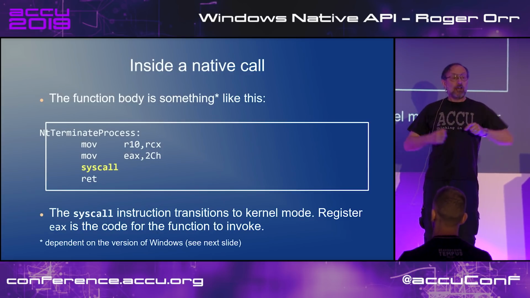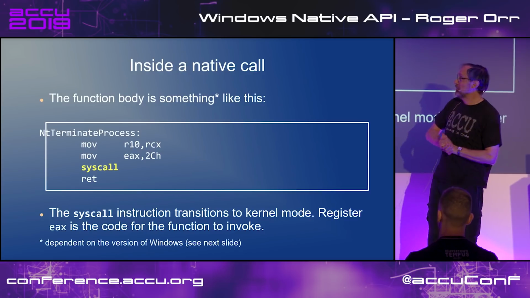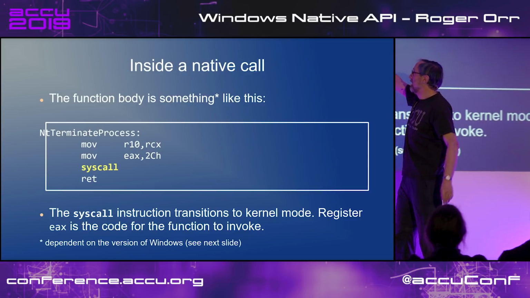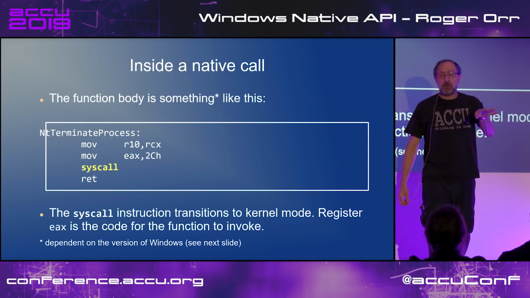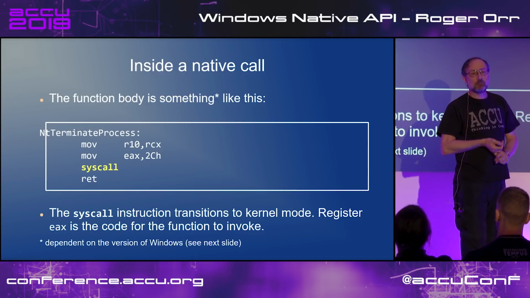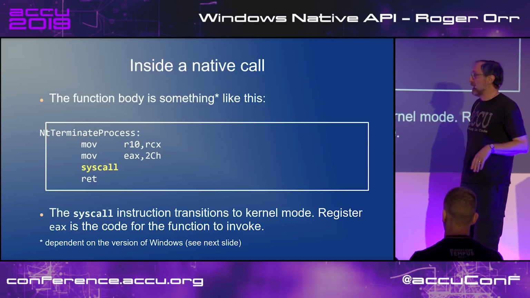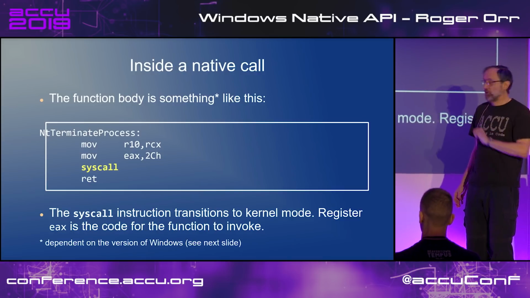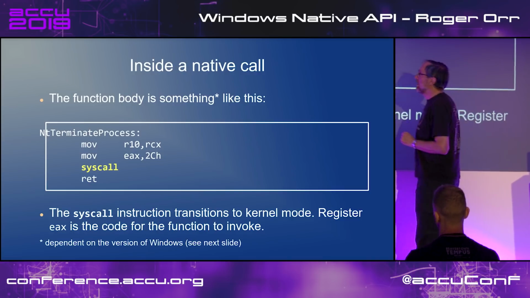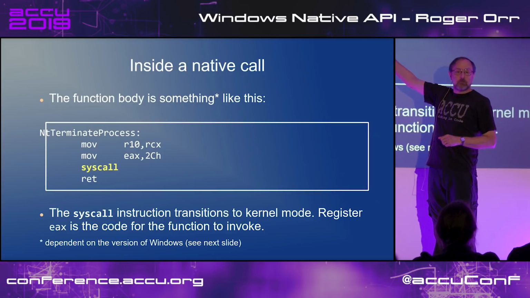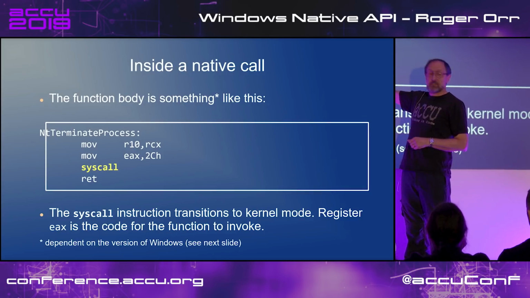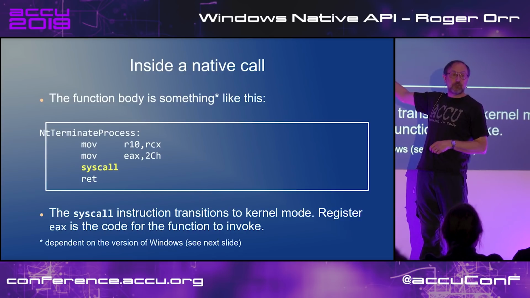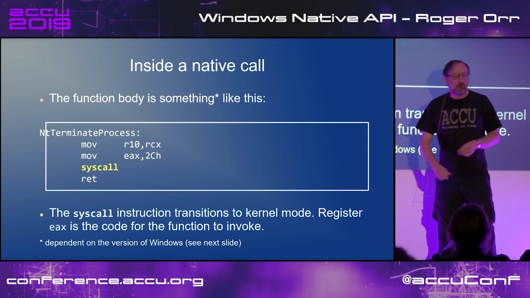Further down, what happens inside NT terminate process? It looks a bit like this. Your mileage may vary, depending on which version of Windows you're running. And of course, it won't be quite the same on 32-bit or 64-bit. We'll come to that later. Basically, we move a register around. We move a magic number, 2C in this case, into EAX.